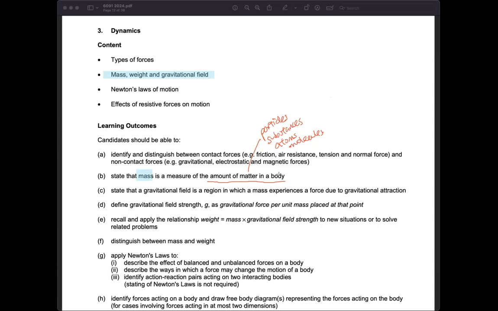Before I move on, let me go back to force again. The short form for force is capital F. The SI unit for force is Newton. Clear so far? The short form for mass is a small letter m, and the unit for mass is kg.